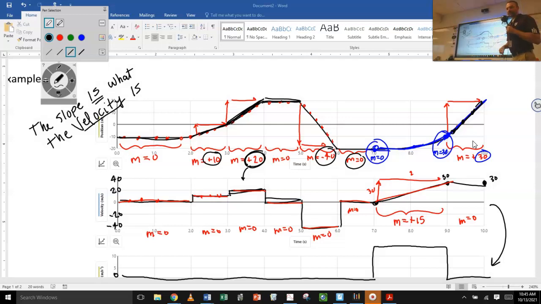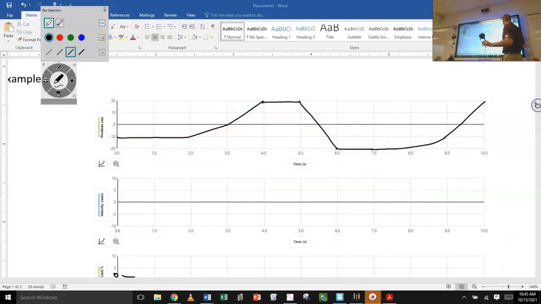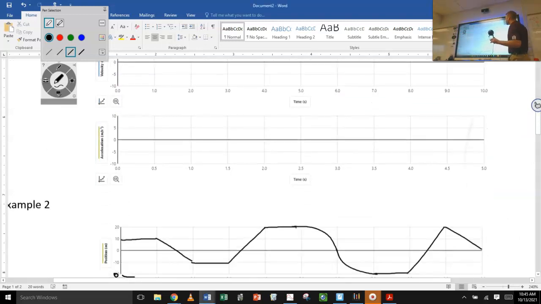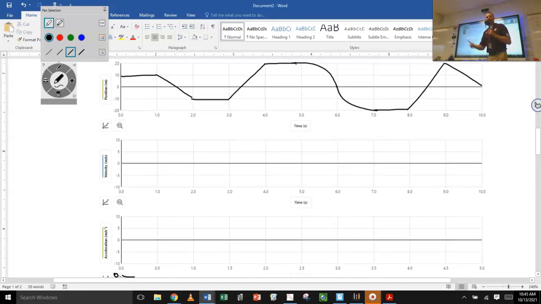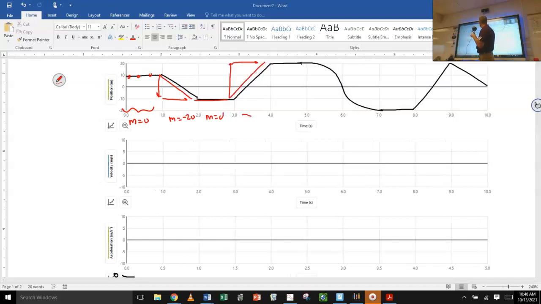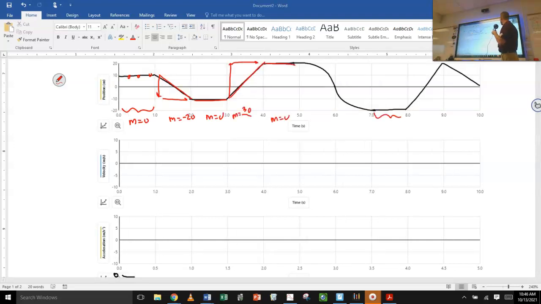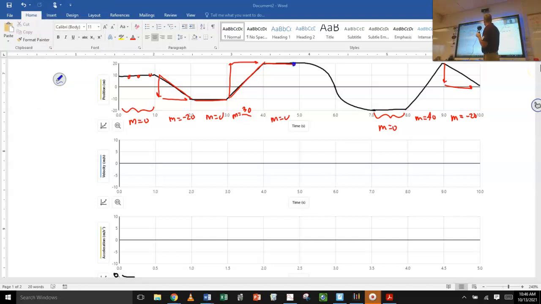Cool? Let's do another one. Here's your next graph. Again, plot the slopes. In the middle here, this is where it gets a little bit crazy. My slope here is 0.